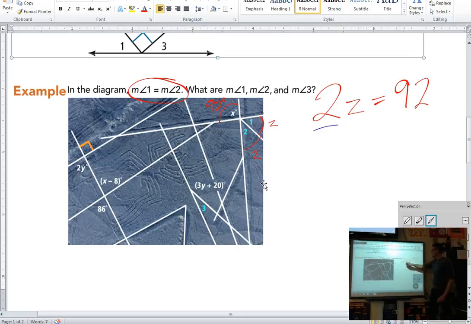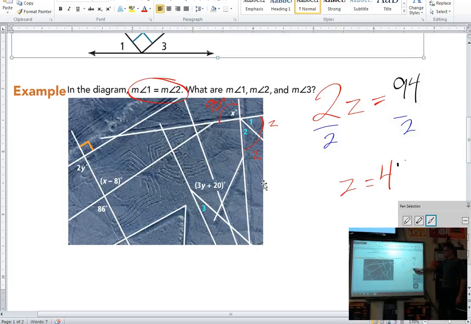And that will give me that z, or the angles 1 and 2, each will measure, what's half of 90? 45, then half of 2. Anthony? X is actually 92? X is what? Oh, I did the addition wrong. Good catch. Thank you. Trying to work too fast. So this is actually 94, which then divided by 2 makes 47.